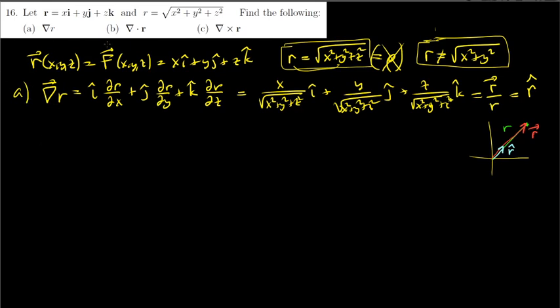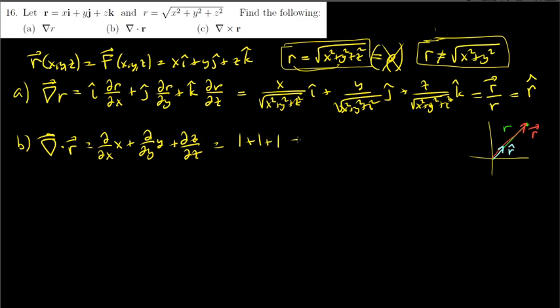Right. What about the divergence of the vector r? Right. So that's the usual partial with respect to x of the i component, which is just x, plus the partial of y with respect to y, plus the partial of z with respect to z. And these are just 1, right? 1 plus 1 plus 1 is 3. So you just get the number 3.